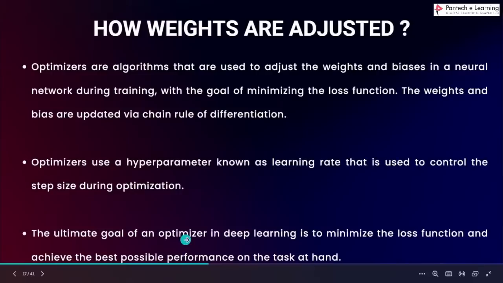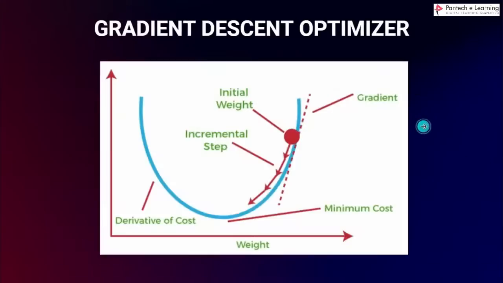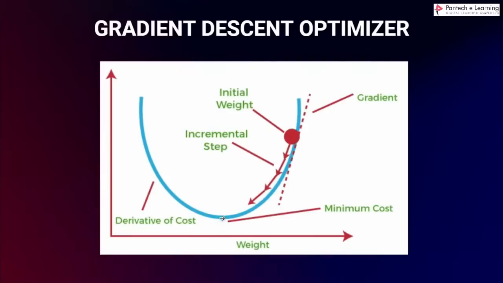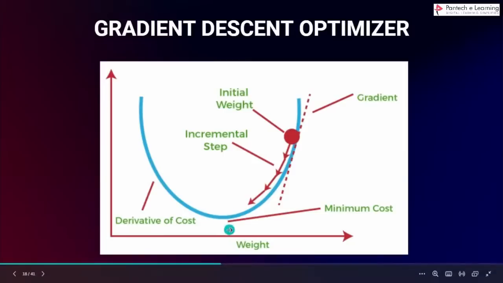And the ultimate goal of an optimizer in deep learning is to minimize the loss function and achieve the best possible performance on the task at hand. One example of an optimizer is the gradient descent optimizer. Remember gradient descent. Imagine this is your global minima, which means this is the best or minimal loss value. You want to achieve this point, but your error is here. This is the difference between your predicted and the original, and this could be the best minimum cost.